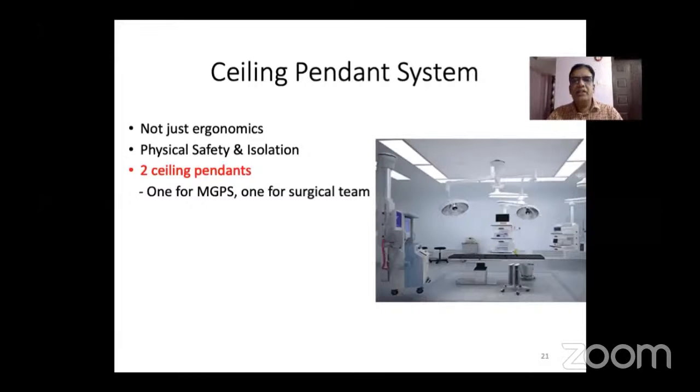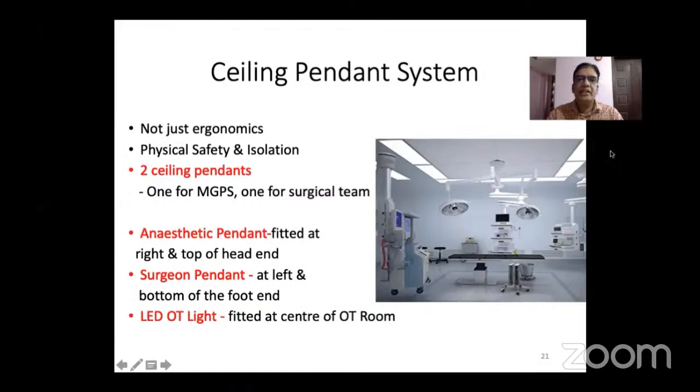Then the ceiling pendant system. It looks beautiful and is ergonomically good, but it is also in the interest of safety and isolation with respect to electricity. Normally, 2 ceiling pendants are used, one for the medical gas pipeline systems and one for the surgical team. The anesthetic pendant is normally fitted at the right and top head end of the OT cot, and the surgeon pendant is at the left and bottom end of the OT table. The LED OT light is normally fitted at the center of the room.